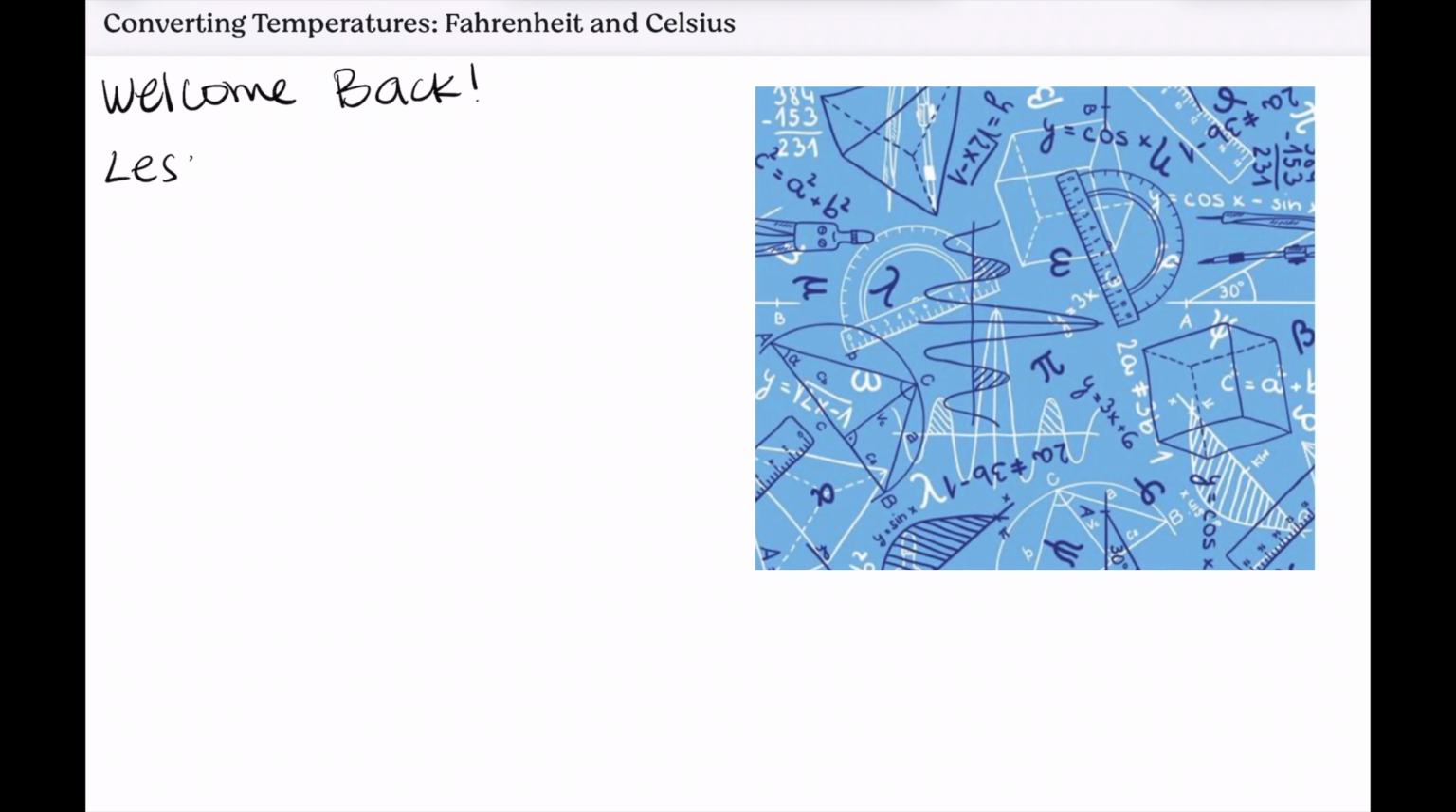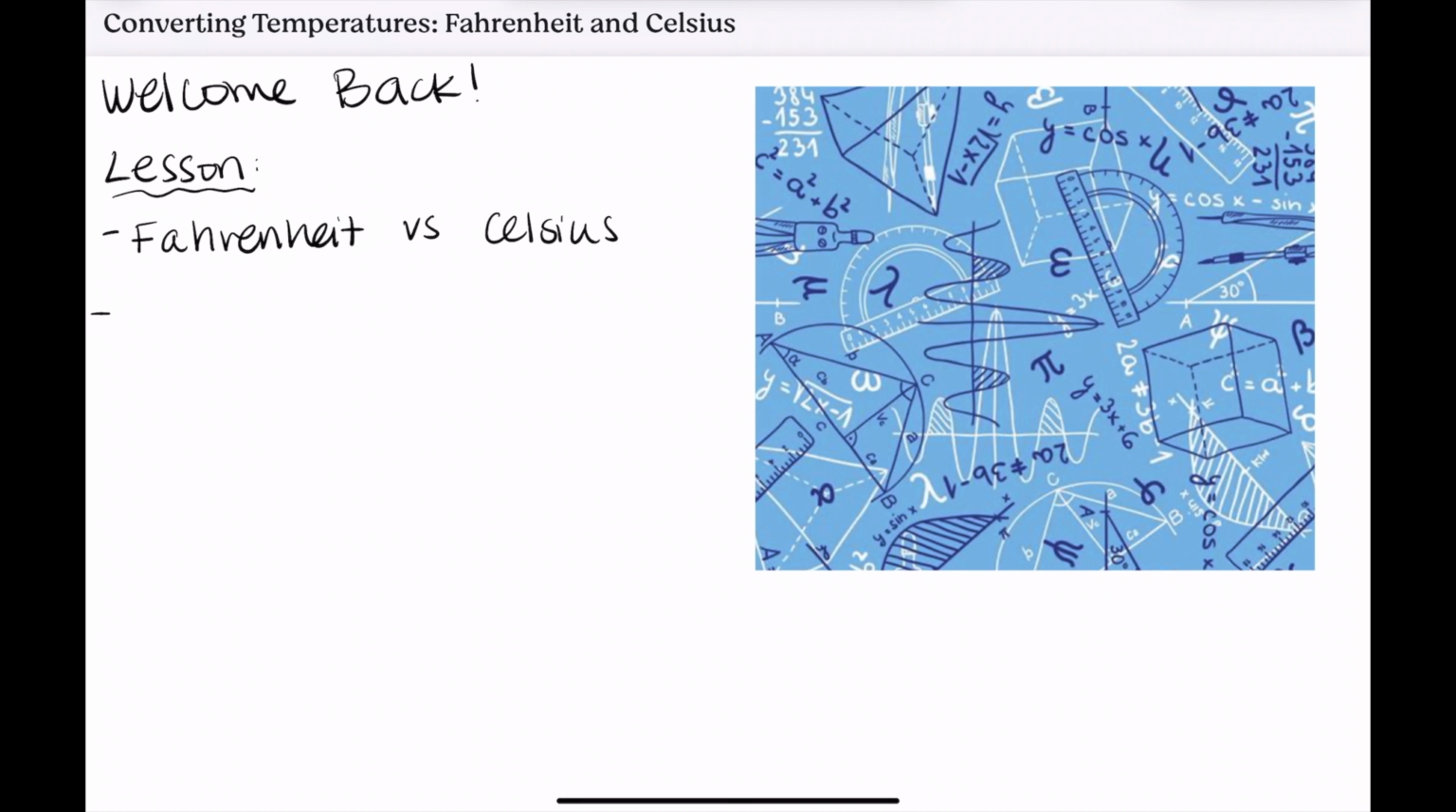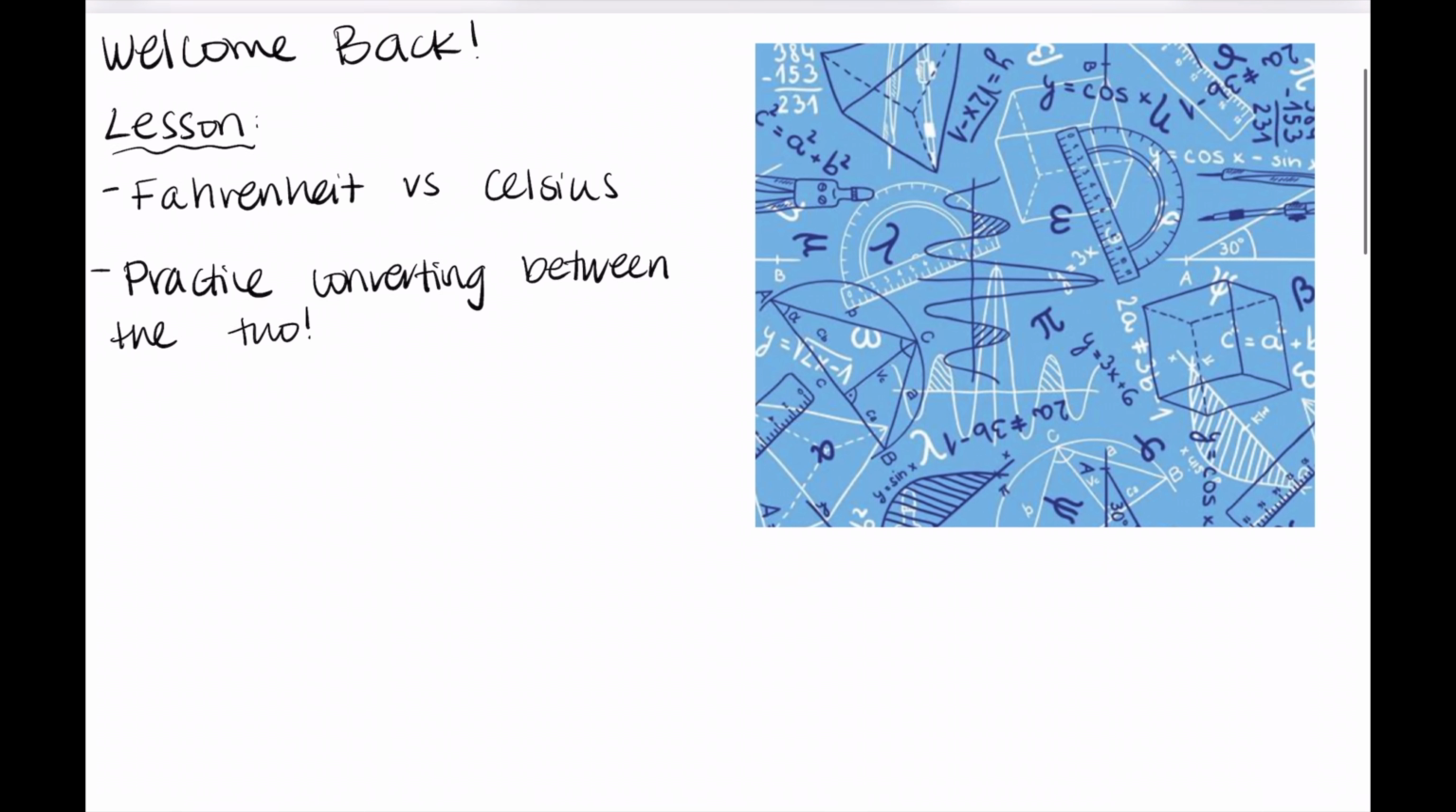In today's lesson, we're going to continue working on conversions and we're going to go over how to convert temperature. So the two main methods of measuring temperature are Fahrenheit and Celsius. First off, we're going to start with differentiating the differences between Fahrenheit and Celsius. And then, like always, we're going to practice converting between the two.